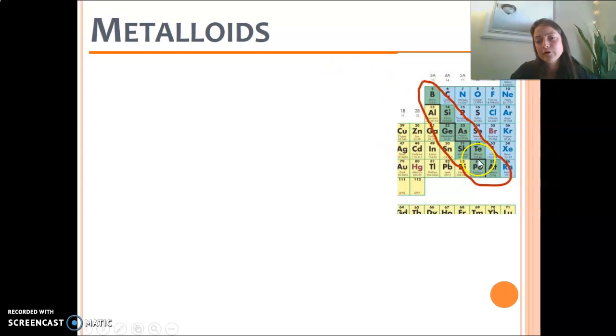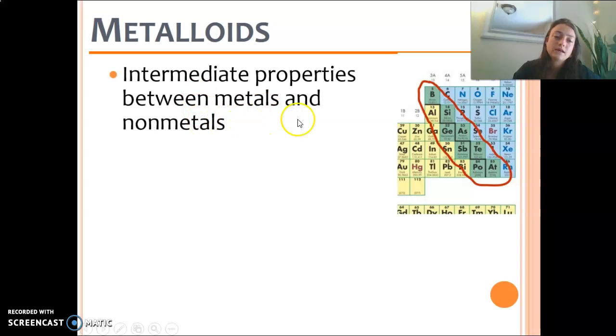Next is our metalloid group. So the metalloids, remember, kind of span this intermediate space between your metals and nonmetals. That's going to be on the stair step portion of your periodic table. And these, because they're in between metals and nonmetals, are going to have intermediate properties between metals and nonmetals.